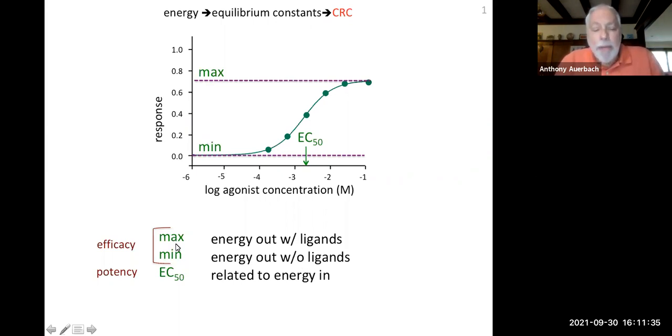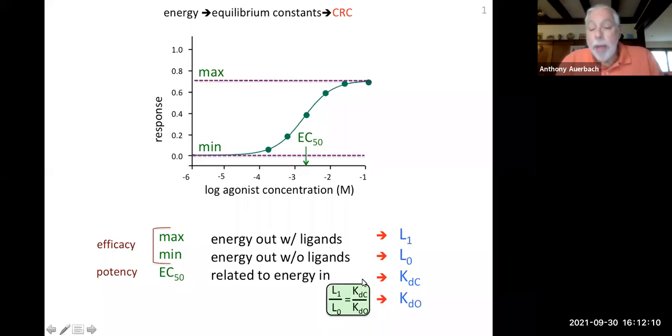Basically, the maximum gives you the efficacy, and the word potency is another word for EC50, which is related to the energy in, but it's not exactly the energy in. So it's possible to calculate all the equilibrium constants from the cycle from these three measurements. So from the maximum, you get the gating equilibrium constant with an agonist. From the minimum, you get the gating equilibrium constant without any agonist. And from the EC50 and the maximum, you get the low affinity gating equilibrium constant. And then you can just use that green equation to calculate the fourth equilibrium constant. So we can get all four equilibrium constants from these three measurements.